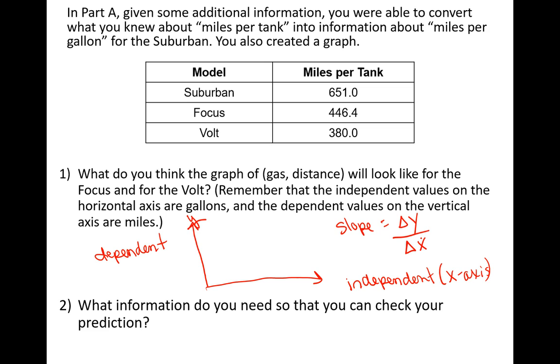All right, what information do you need so that you can check your prediction? Well, what I think is the Suburban doesn't get very good mileage. I suspect that you'll be able to go more miles per gallon with the Focus and maybe even more miles per gallon with the Volt. So I think they're going to have some different slopes, okay?